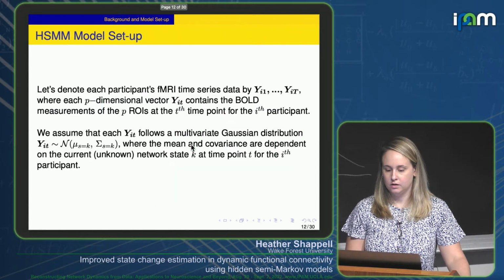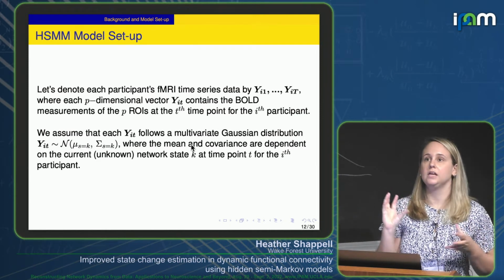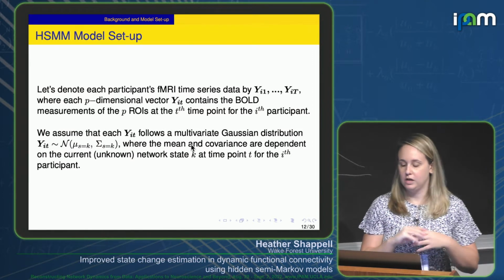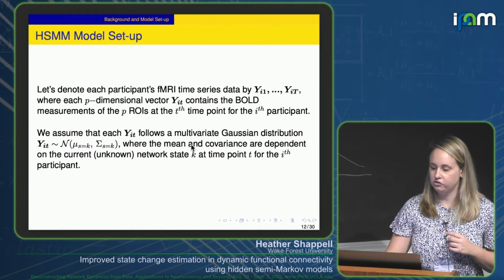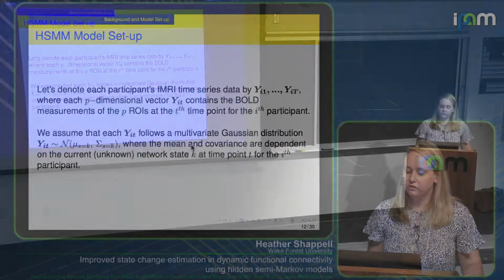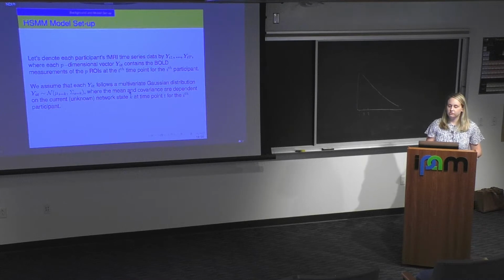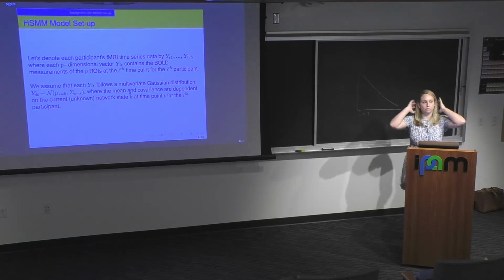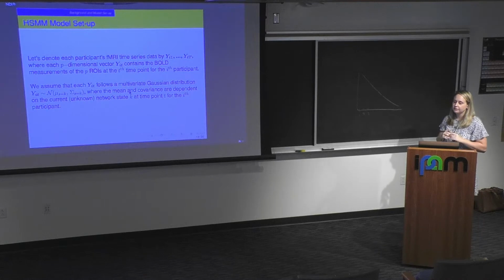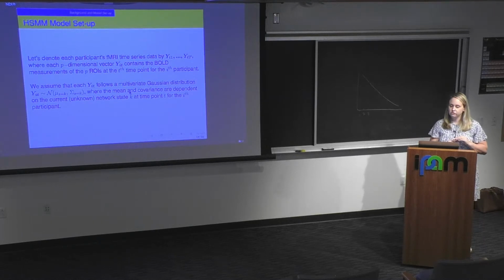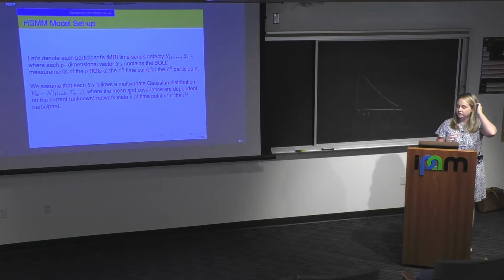So now this will be directly in the model. We're going to explicitly define a sojourn distribution, and we'll be able to estimate those parameters in the model, and it doesn't have to be geometric. So before I show you the likelihood of that, let's denote each participant's fMRI time series data by yi1 through yiT, where each p-dimensional vector yit contains the BOLD measurements of the p ROIs. Those are regions of interest in the brain that we parcellated the brain into, at the tth time point for the ith participant. Again, we assume that each yit follows a multivariate Gaussian distribution, where the mean and the covariance are dependent on the current unknown network state at time point t for the ith participant.